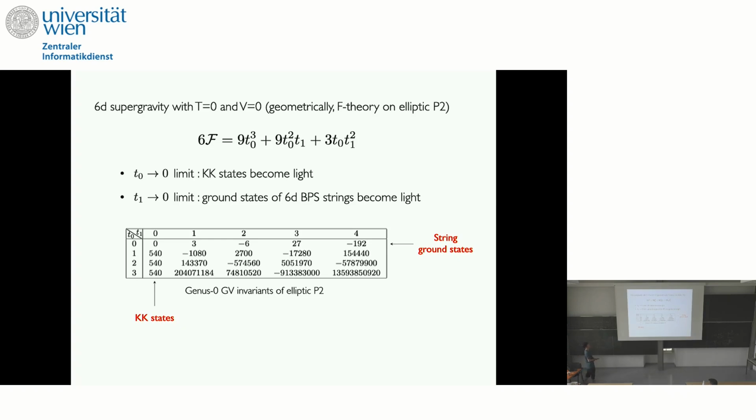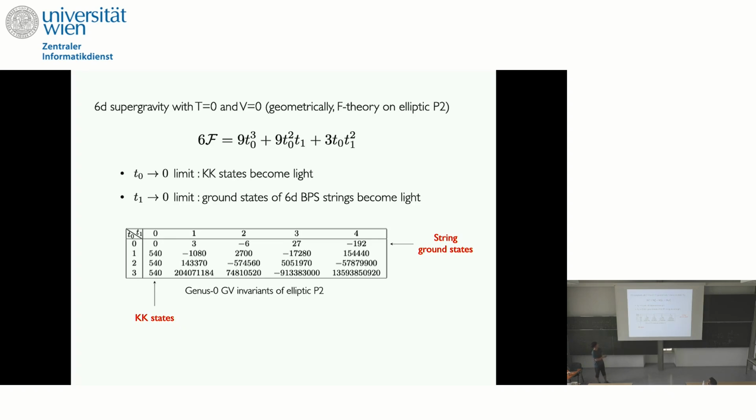So let's first consider the simplest 6D supergravity theory with a tensor and vector multiplets. And this theory can actually be realized in F-theory compactified on the elliptic P2. And using the formula I have shown, you can compute the effective prepotential in 5 dimensions in this way. So in 5 dimensions, you have the rank 1 5D supergravity theory with this prepotential. And this Coulomb branch has 2 boundaries. One is where T0 vanishes, and the other boundary is where T1 vanishes.